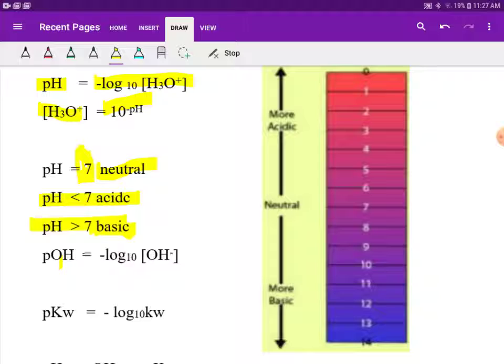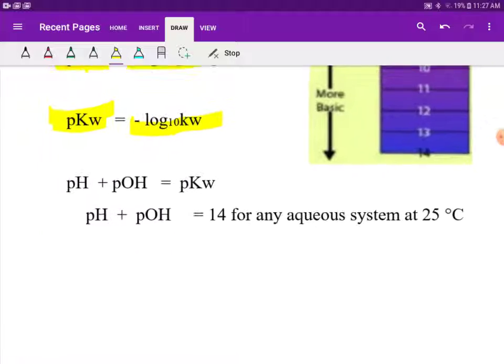Okay. Just like pH, we have another scale, that is pOH, that is defined as minus log OH minus ion concentration to the base 10. Similarly, we have pKw, that is the negative logarithm of Kw. And further, the sum of pH and pOH is always equal to pKw.